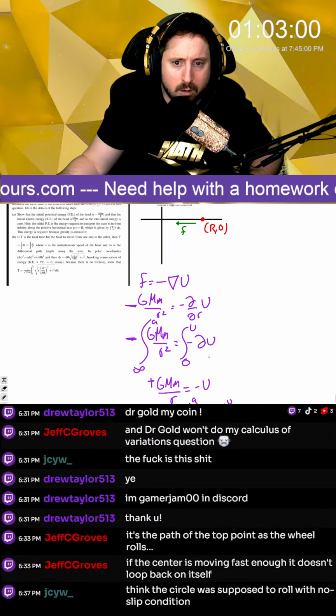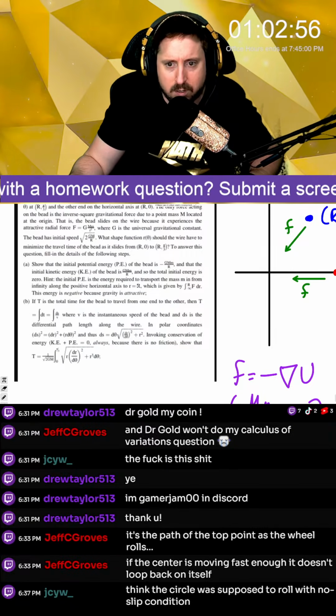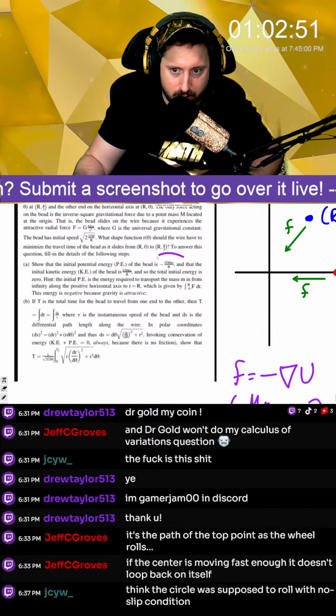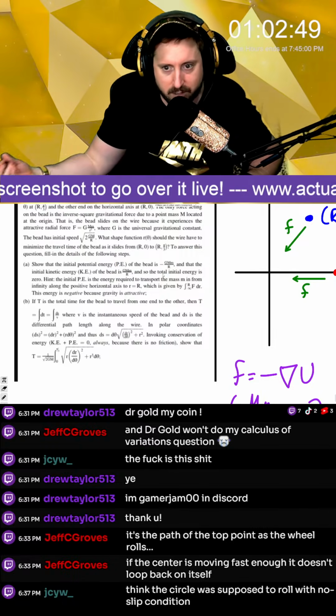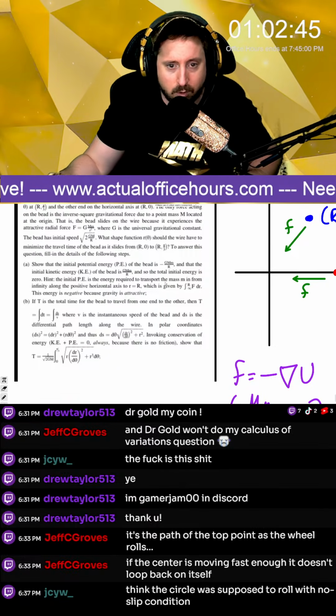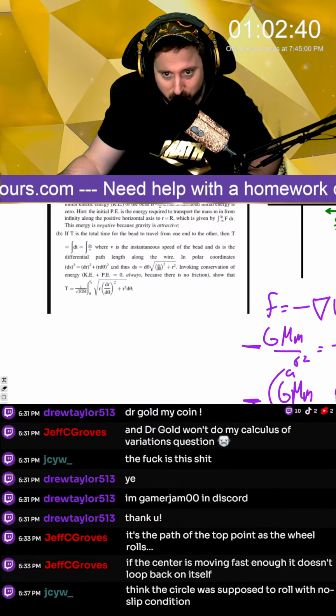There we go. And then we know that the initial kinetic energy is such that the total energy is 0. I agree with what was said, right? Kinetic plus potential has to equal 0, so kinetic must be the opposite of potential. Okay. Great, we did part A. That wasn't so bad. Is part B where things get weird?